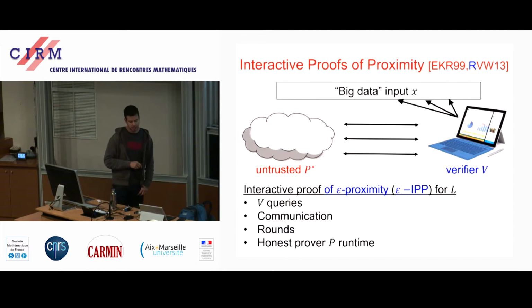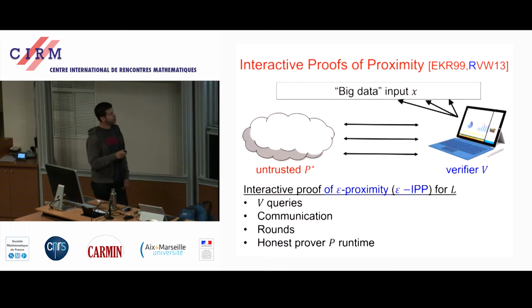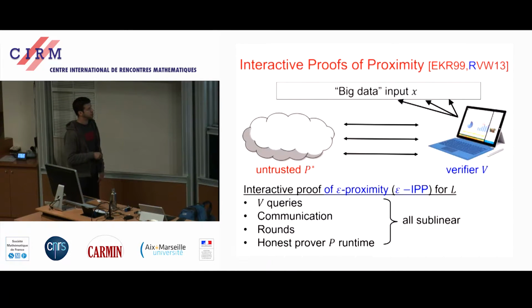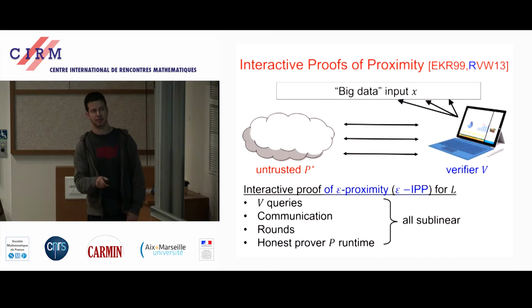And I want to emphasize here that we're measuring the number of queries the verifier makes to the input. We're measuring the bits of communication, the number of rounds. All of these should be sublinear. Sorry, the honest prover running time is not sublinear. That's polynomial. But the verifier's queries, communication, running time, all of those need to be sublinear.